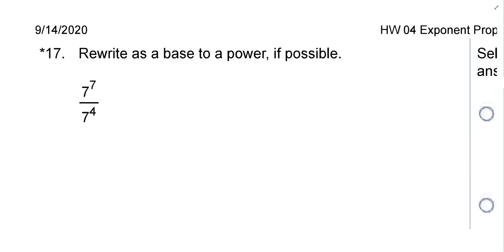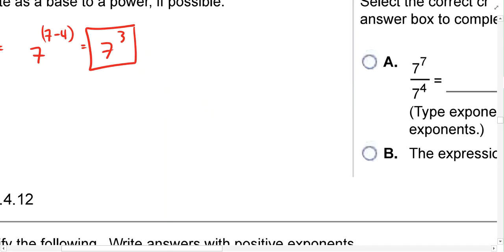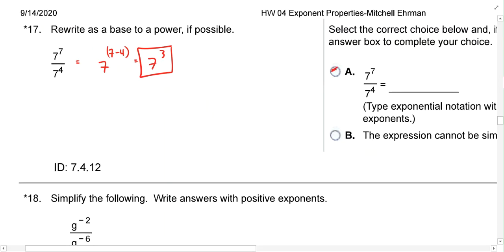Now we're getting close to the end, and with number 17 and 18 we notice that fractions are involved. And I wouldn't be too concerned about them because this is just a reminder that when two bases are being divided, we can actually subtract their exponents. So I'm going to treat this as the common base of 7 with the exponent of 7 minus 4, which is just 7 to the 3rd power. And since this is a multiple choice, we will choose option A because the expression can be simplified, and we will report 7 to the 3rd power as the simplified result.